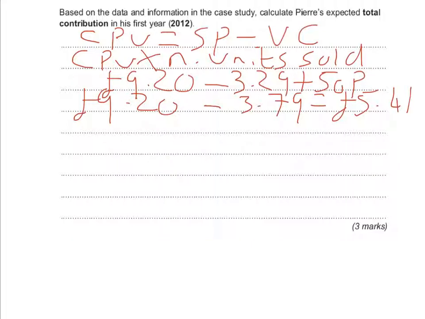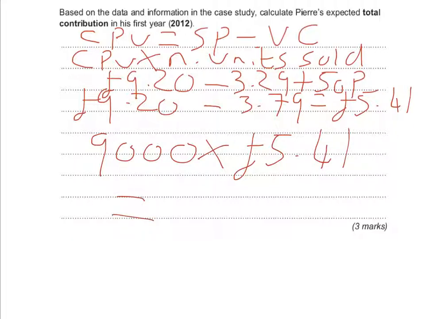Now that we have the contribution per unit, we can work out the expected total contribution. The total contribution is just the number of units expected to be sold, which in this instance is 9,000, multiplied by the contribution per unit, which is £5.41. So this gives us a total contribution, and for 3 marks, if the pound sign has been omitted, you lose a mark, £48,690.